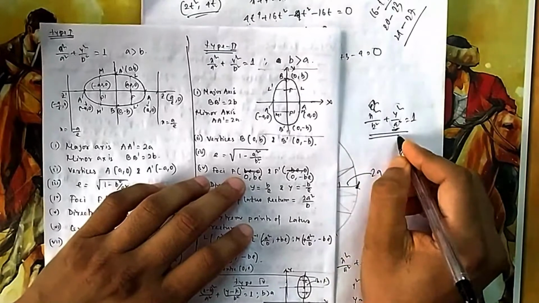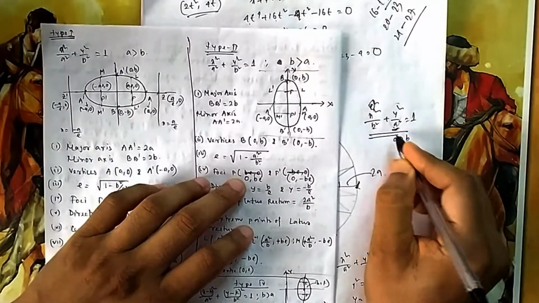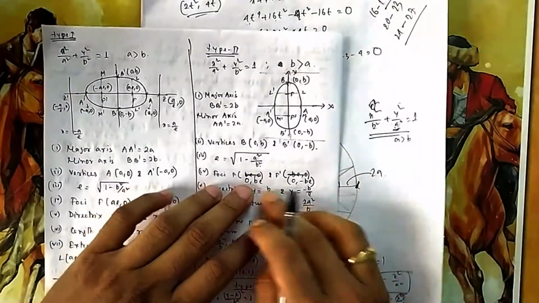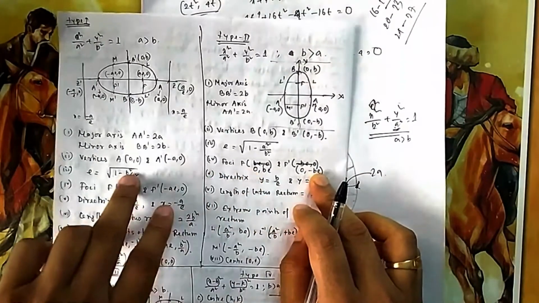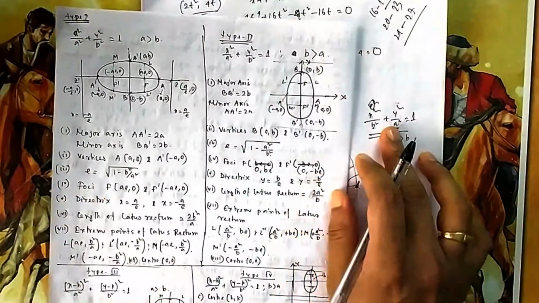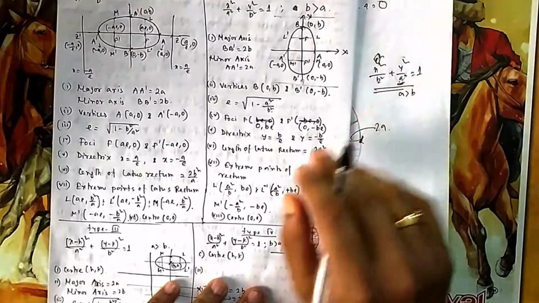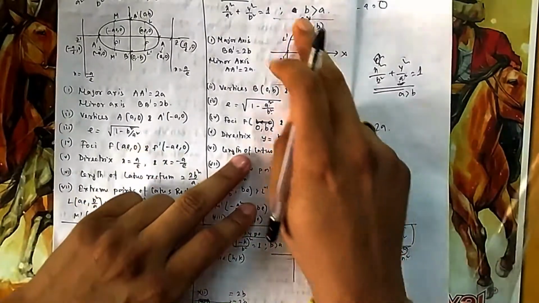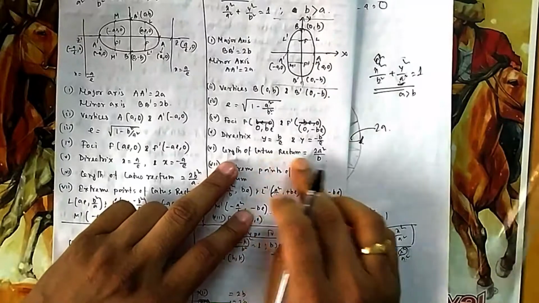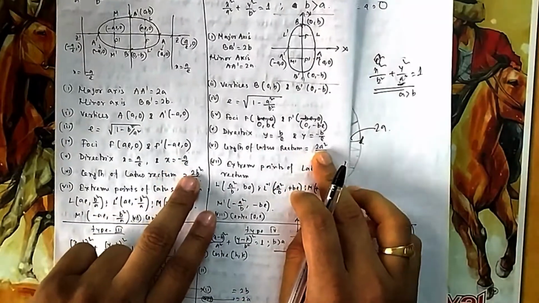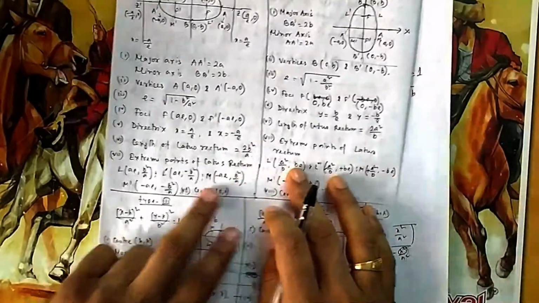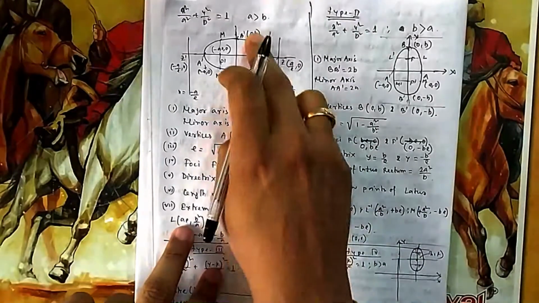If you consider this one, a is greater than b, if you keep it like this, then your foci will be 0 comma ae, 0 comma minus ae. Means your formulas will remain the same more or less. You remember in which way you feel good. Directrices, here it was a by e, here it will be b by e and minus b by e. Length of latus rectum, it was 2b square by a, now it is 2a square by b. Extreme point of the latus rectum, this one we have seen as ae comma b square by a.